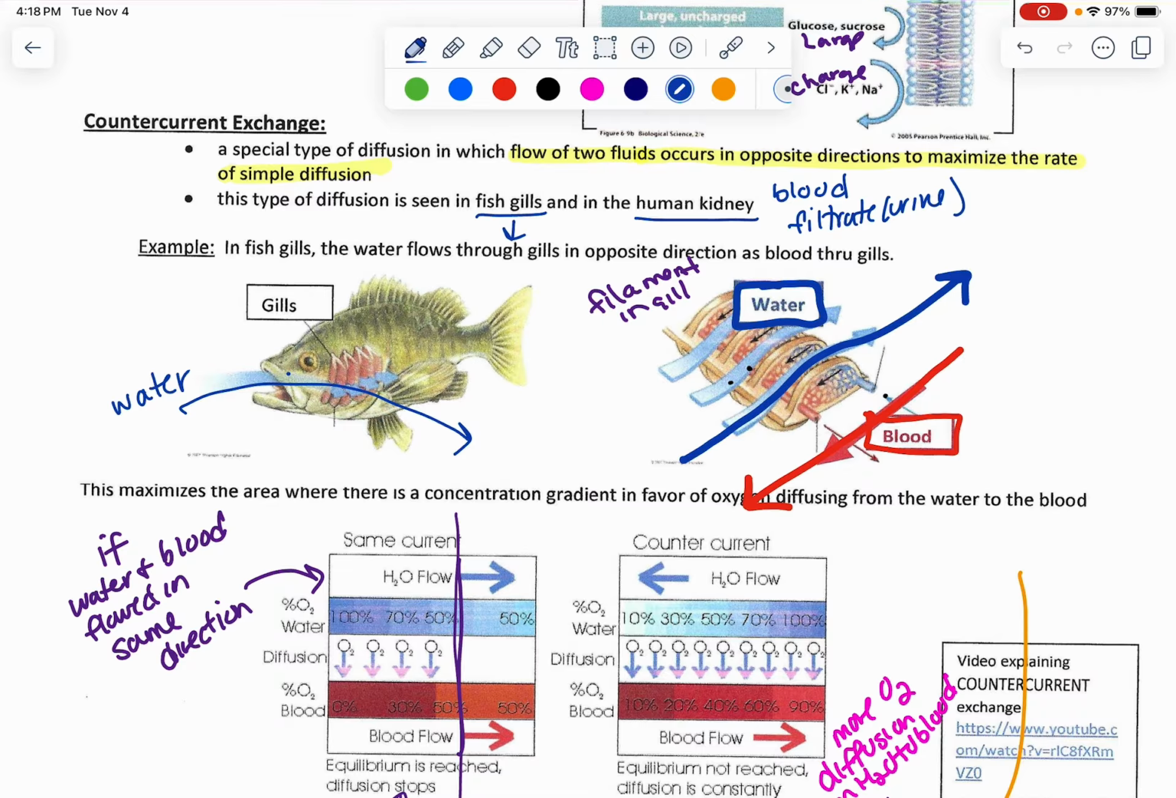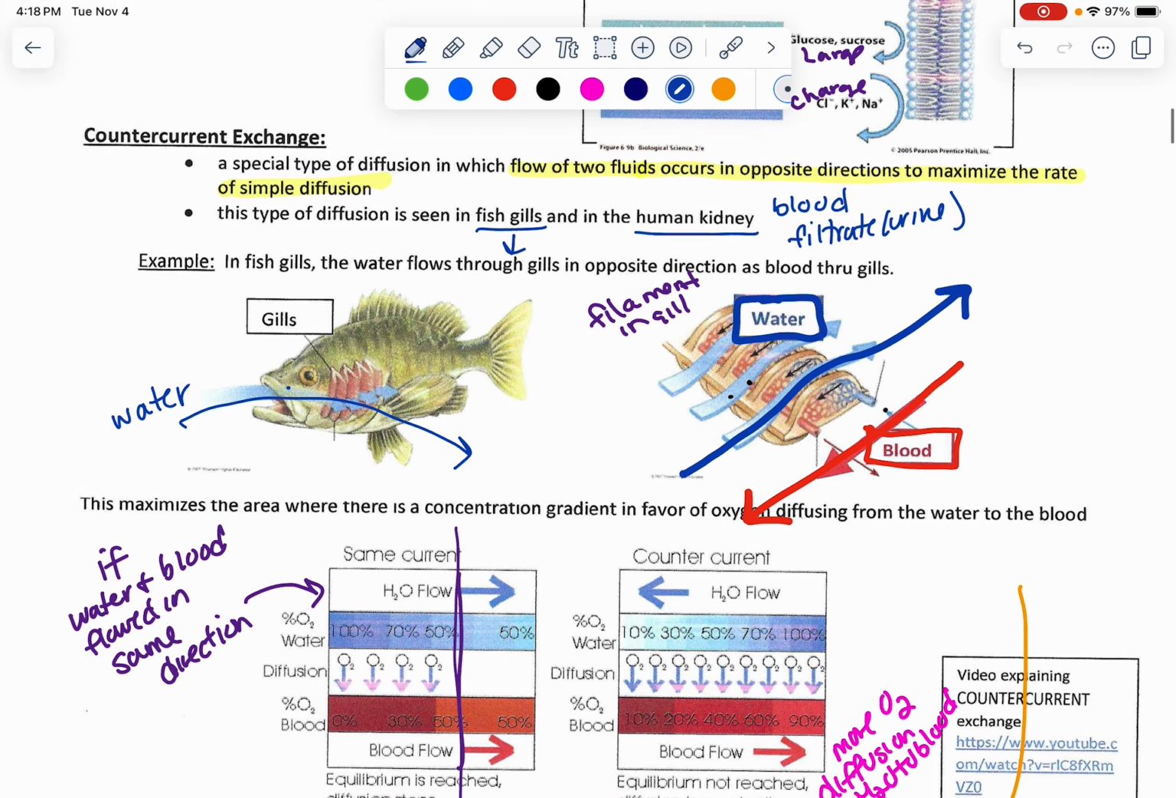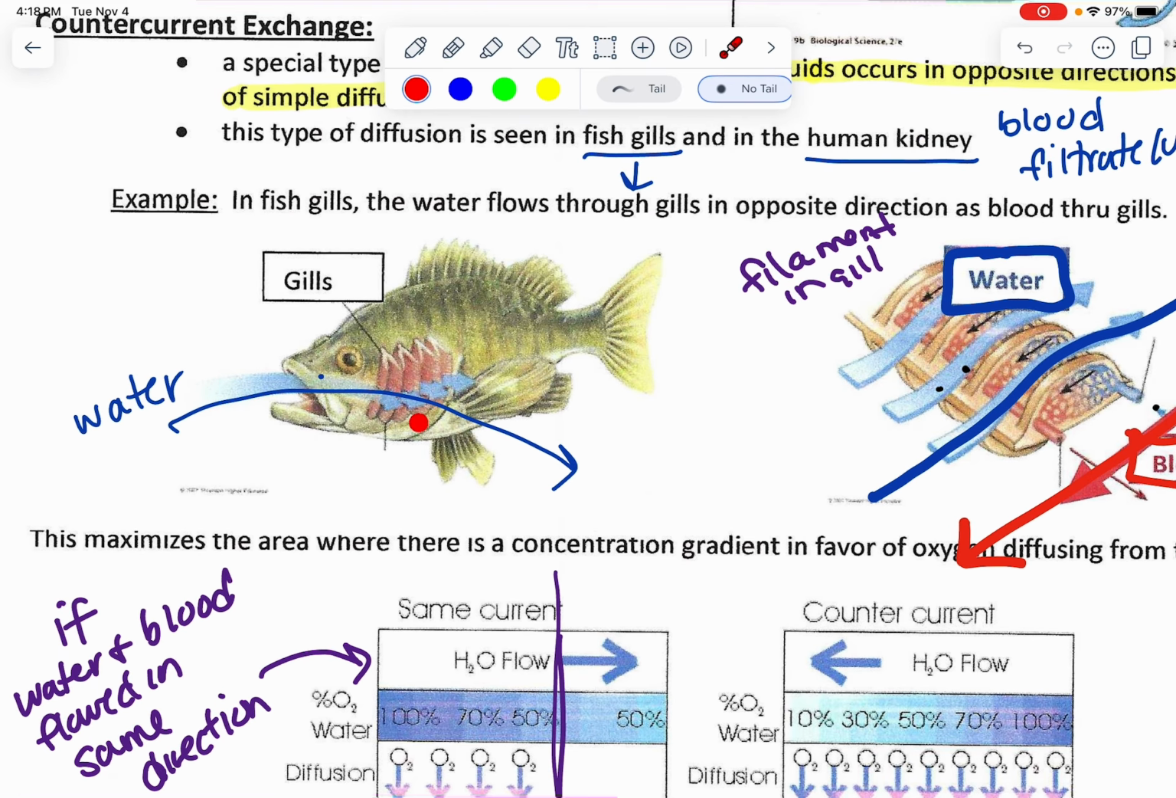So it maximizes diffusion of stuff from blood to urine. I won't go into that in detail, but I just want to show you here in the fish gill. So I'm showing here, here's a fish. I think everybody knows fish have gills. They're kind of here behind that little flap.